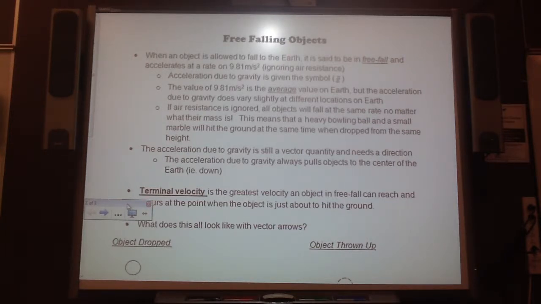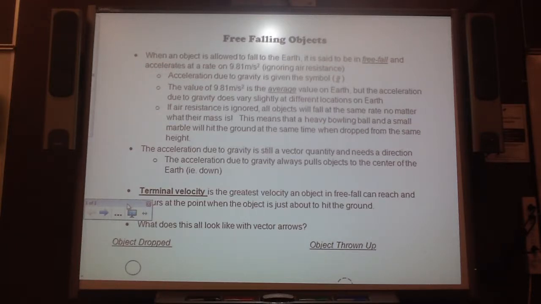But the acceleration due to gravity does vary slightly at different locations. But we are just going to assume, for the purposes of our questions, that it's always 9.81. If air resistance is ignored, all objects will fall at the same rate, no matter what their mass is. This means that a heavy bowling ball and a small marble will hit the ground at the same time, if dropped from exactly the same height.